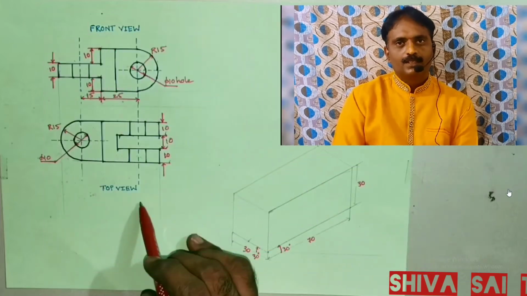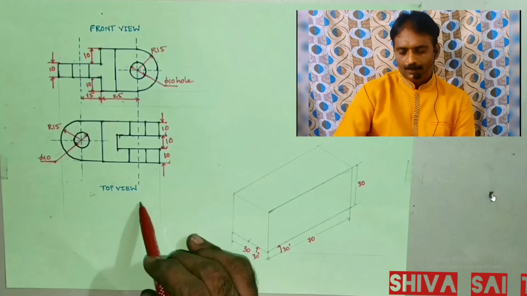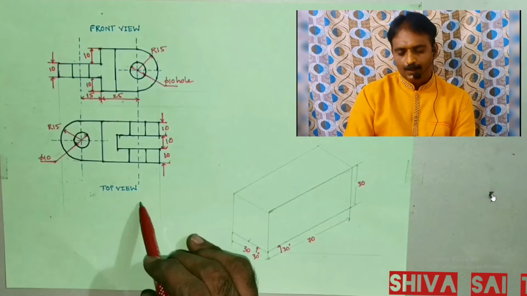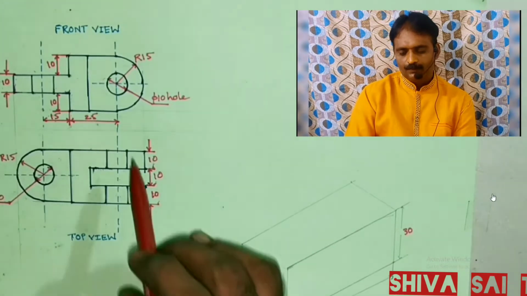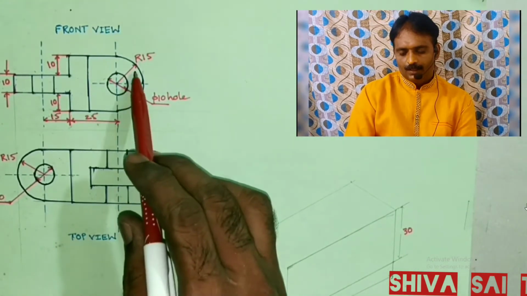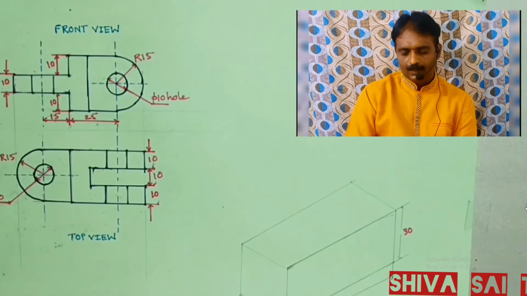Welcome to my channel, and I am here to explain one more problem regarding isometric projection. This is the fourth session that I am going to deal with regarding isometric projections. So here I am going to consider the front view and top view which are given to us, and we are going to have the semicircle and circle.